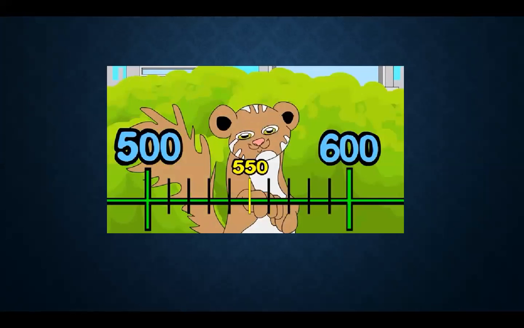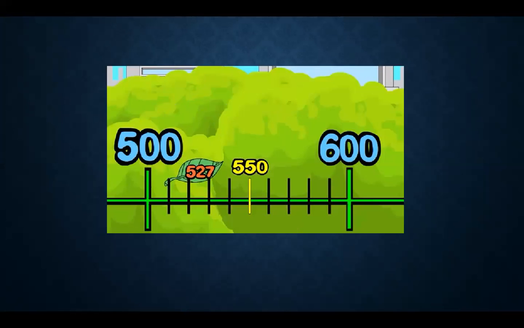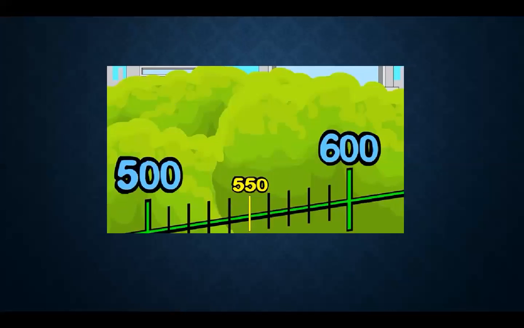Step 3. Now locate 527 on the number line. 527 is less than 550. So now you're ready for step 4. You can round. 527 is closer to 500 than 600. So to the nearest 100, 527 rounds down to 500.